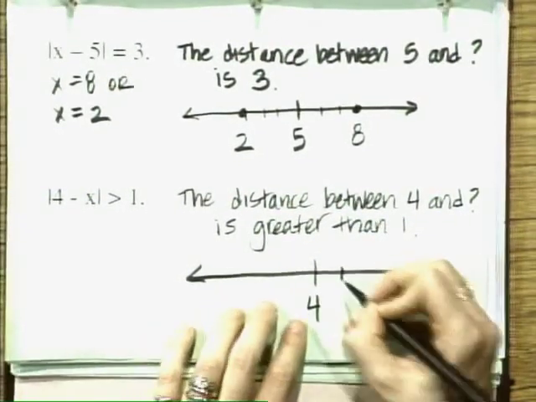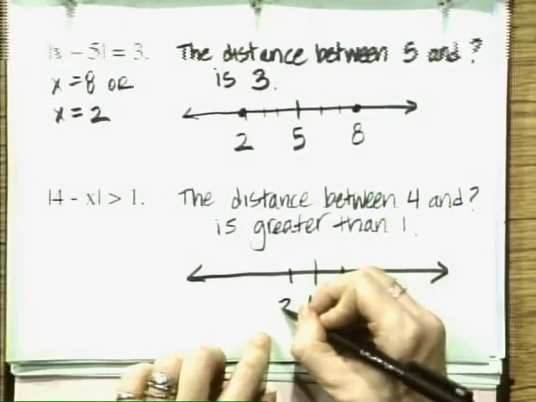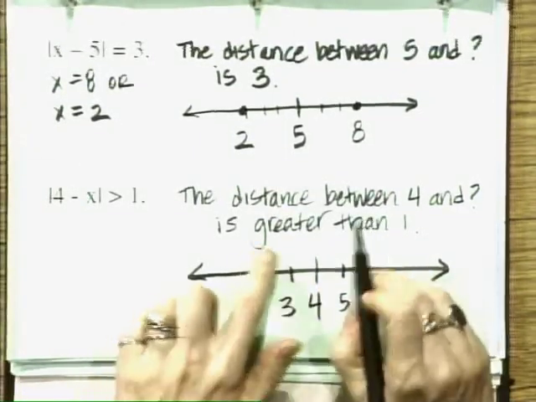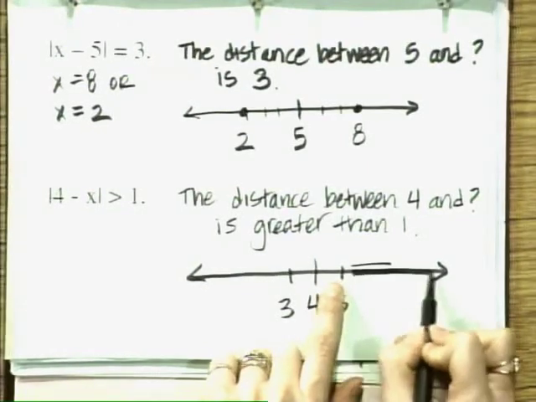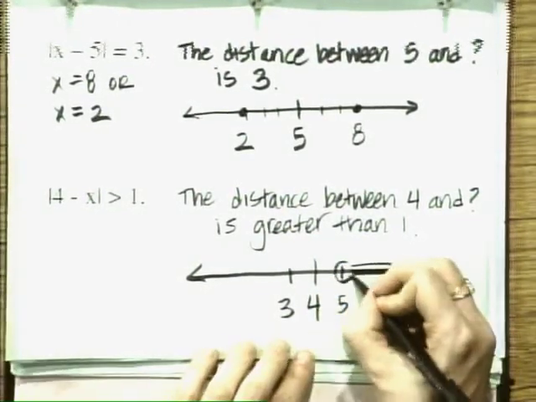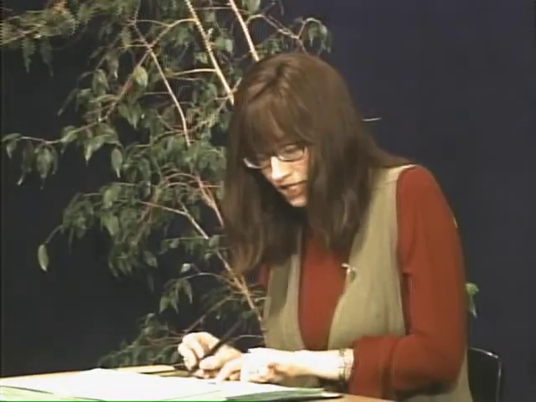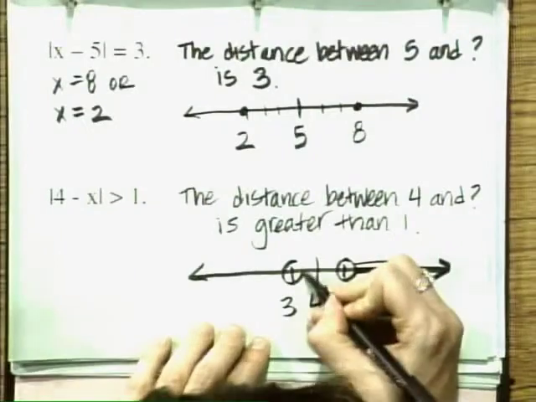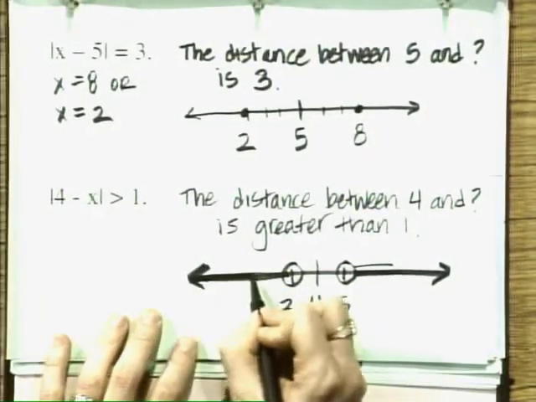Well, here's 1 on this side. That gives me a 5. Here's 1 on this side. That gives me a 3. But now let's take a look. Is the distance supposed to be 1? No, it's supposed to be the stuff that would be greater than 1, not including. So all this stuff is a little bit more than 1 away, or maybe a lot more than 1 away. And all the stuff on this side is a little bit more than 1 away also.